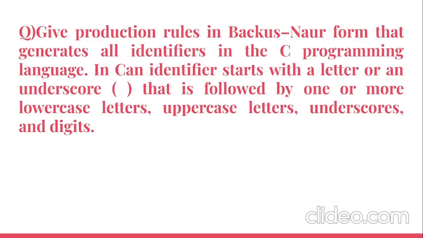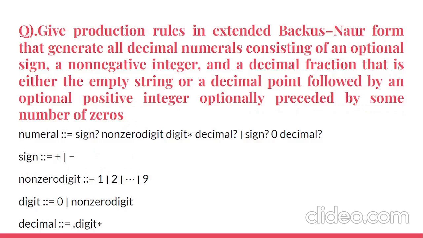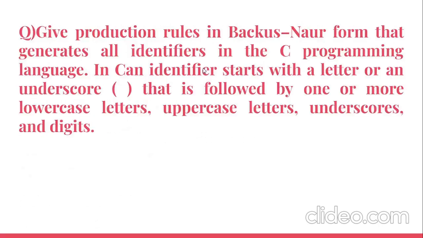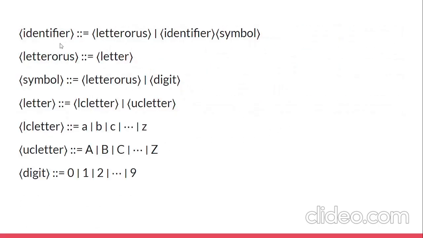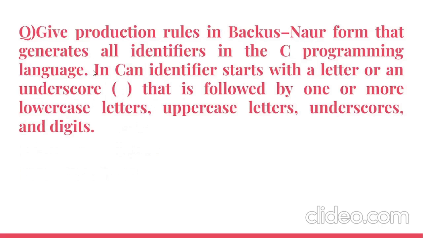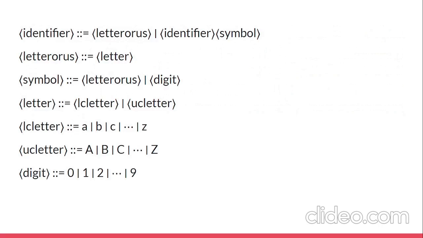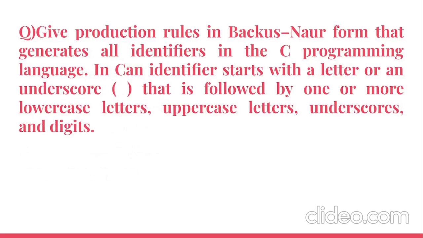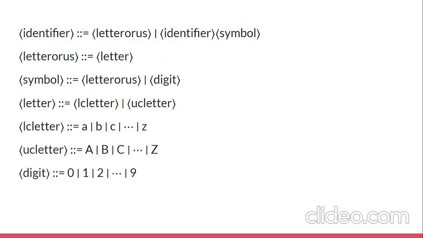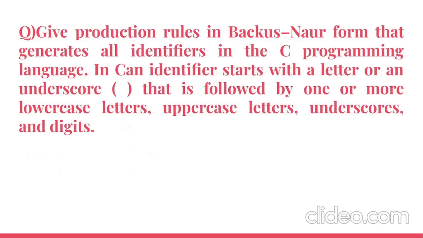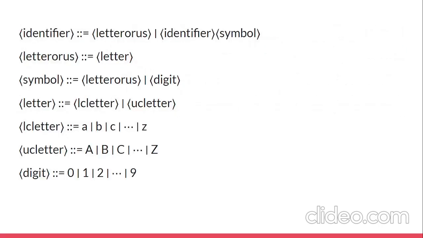Another question we were given is to give the production rules in Backus-Naur form that generates all identifiers in the C programming language. An identifier starts with a letter or an underscore that is followed by one or more lowercase or uppercase letters, underscores, and digits. So I have written the grammar for this. As required, identifier can be replaced with letter or underscore, or identifier followed by a symbol, as we can have multiple symbols, therefore I have made it recursive.